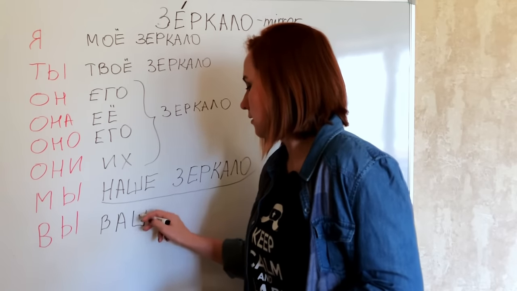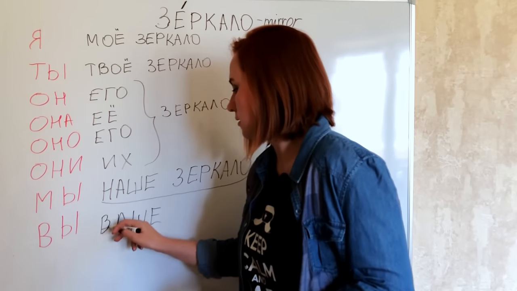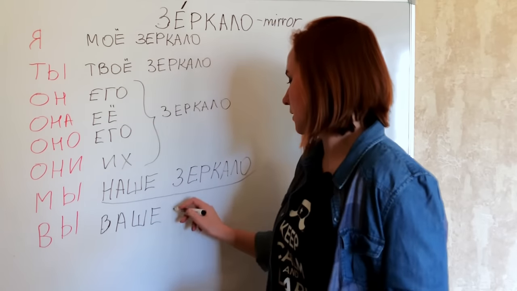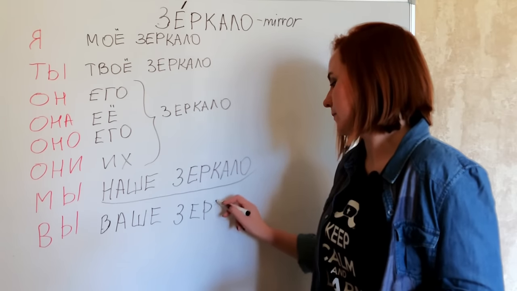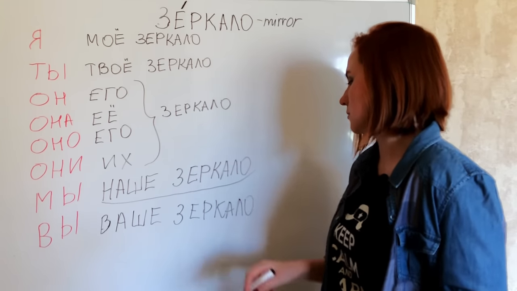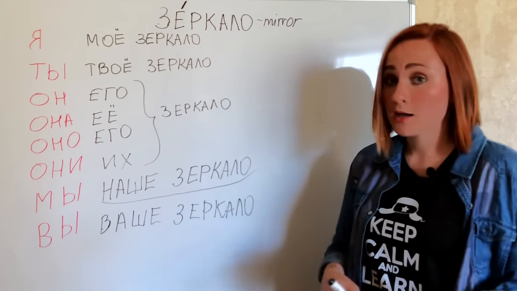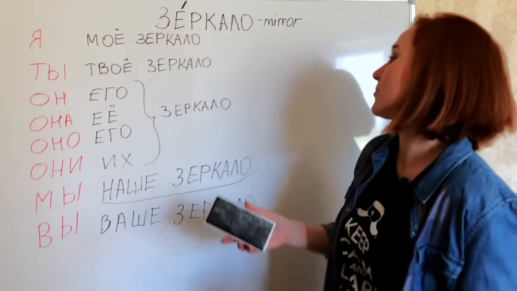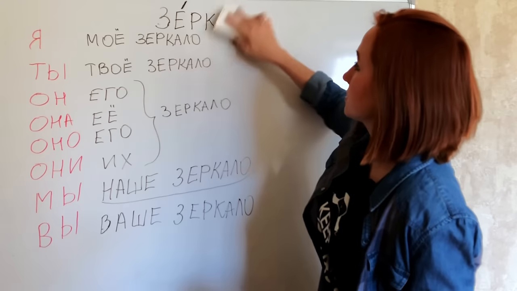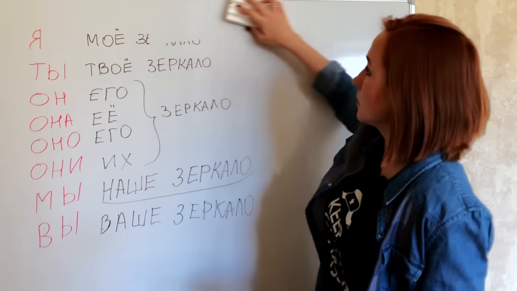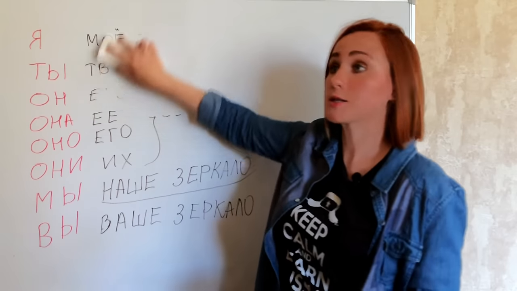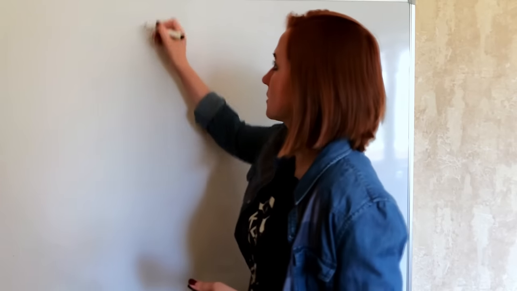And same here. Ваше зеркало. Your mirror. And again, guess what? Find all the words we mentioned in the previous lessons that are neuter and practice with them. And now a little tip on how to remember it easily. Well, not easily, but easier at least.